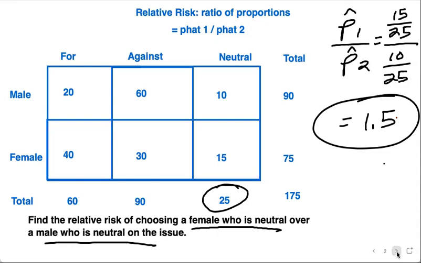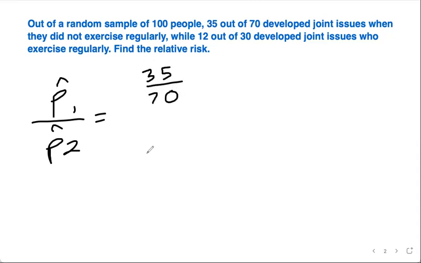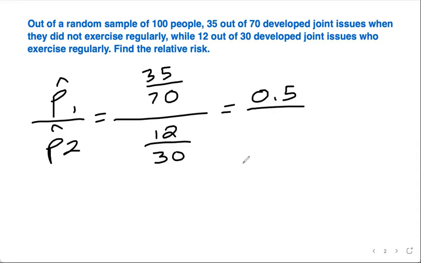As another example, out of a random sample of 100 people, 35 out of 70 developed joint issues when they did not exercise regularly, while 12 out of 30 developed joint issues who exercise regularly. Find the relative risk. So p hat 1 over p hat 2. In this case, the first proportion is the 35 out of 70 who did not exercise over the 12 divided by 30 who did exercise. 35 divided by 70 is 0.5. 12 divided by 30 is 0.4, and that will give you 1.25.